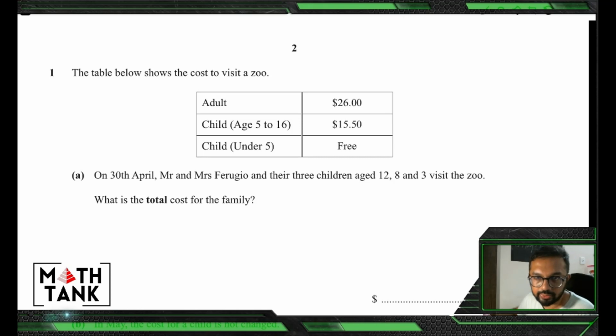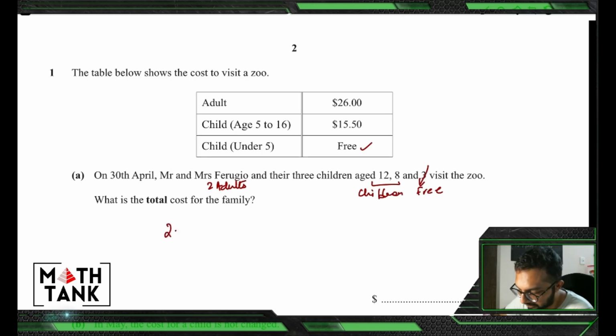It says the table shows the cost to visit a zoo: adult, and then child from 5 to 16, and child under 5 is free, so I don't really need to pay attention to this. On 30th April, Mr. and Mrs. Ferrugio and their 3 children aged 12 and 8. So there were 2 adults, and although there were 3 children, this one was free and this one was charged. Okay, 2 children visit the zoo. What is the total cost for the family?